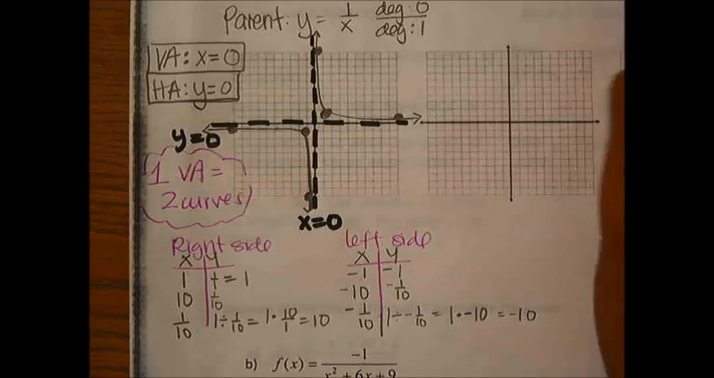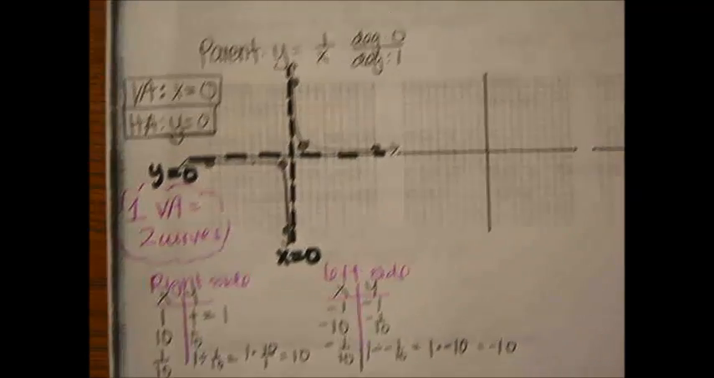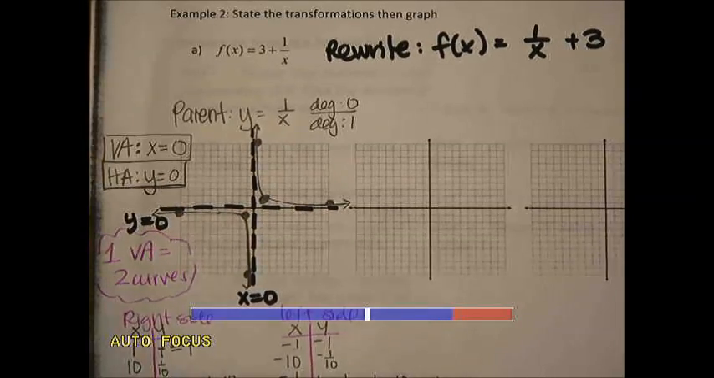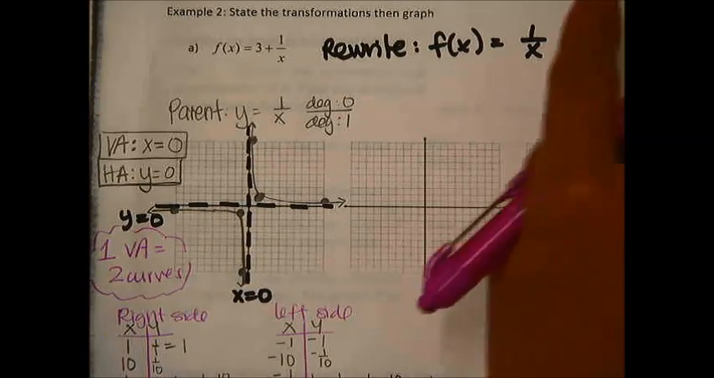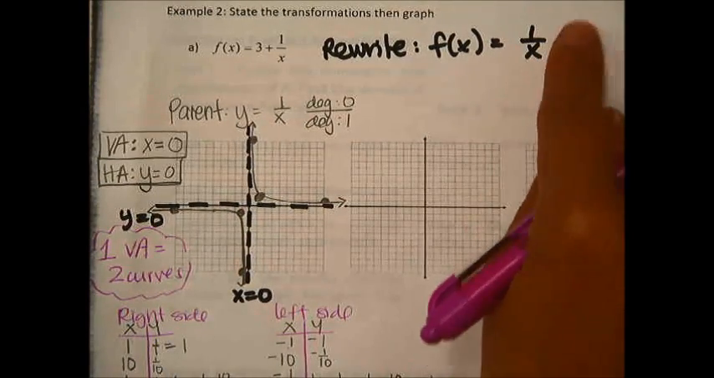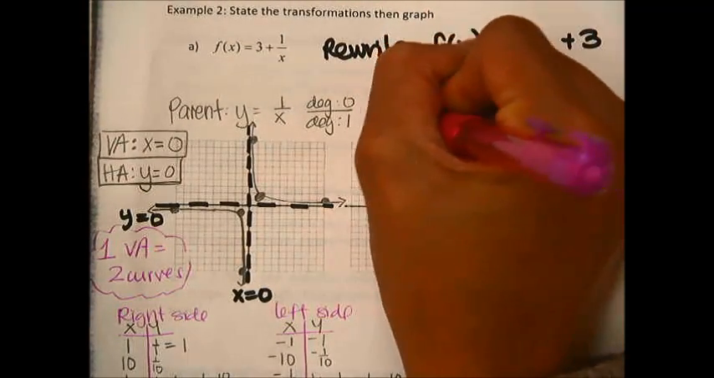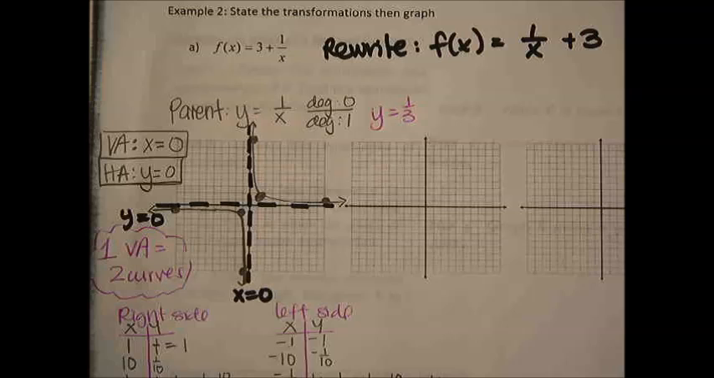The nice thing is you only have one transformation. Let me zoom back out so we can see. We only have one transformation, which is this plus 3 right here. So our equation is y equals... oops, what am I doing? I mean 1 over x. My bad. Let me wipe that out.